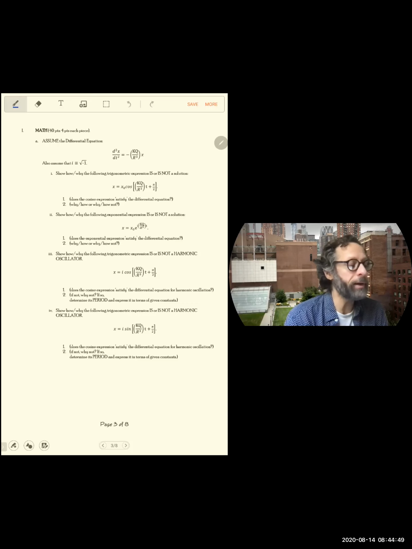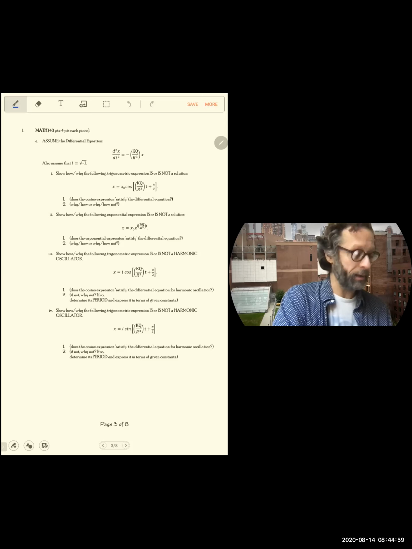Then in 3 and 4, now it's a little bit tricky, because now what we're asking is the following trigonometric expression a harmonic oscillator or not? Now, granted, the differential equation that was given is still sitting there at the top of the page, and that is having impact on one's mind and on the question.